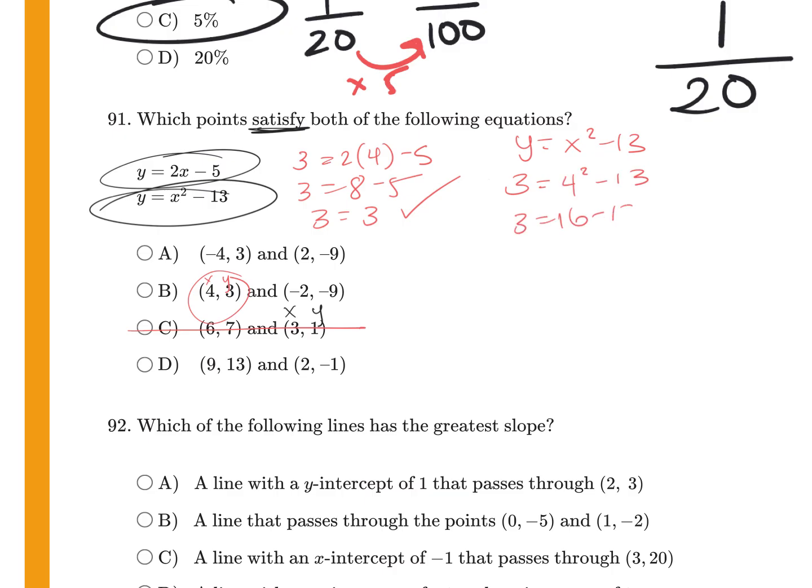4 times 4 is 16 minus 13. 3 equals 3. That's true. It worked for both. So B is the answer. I don't need to check negative 2, negative 9 because 4, 3 works.